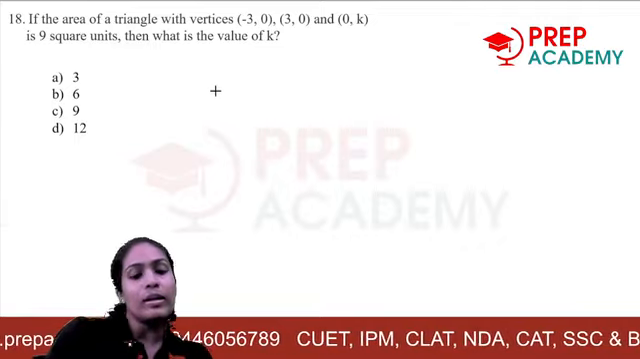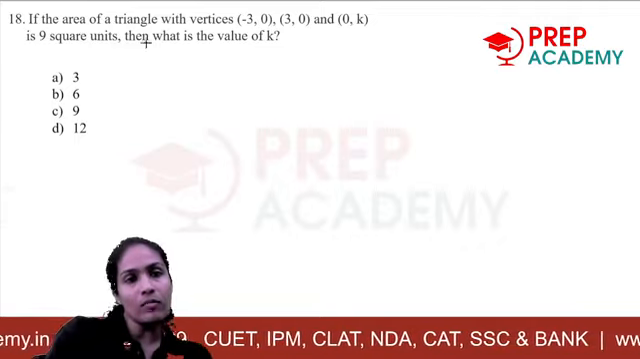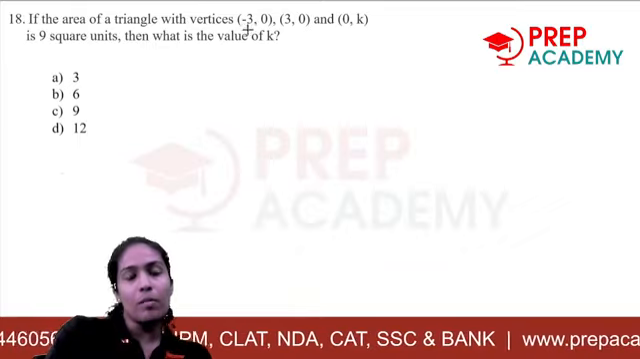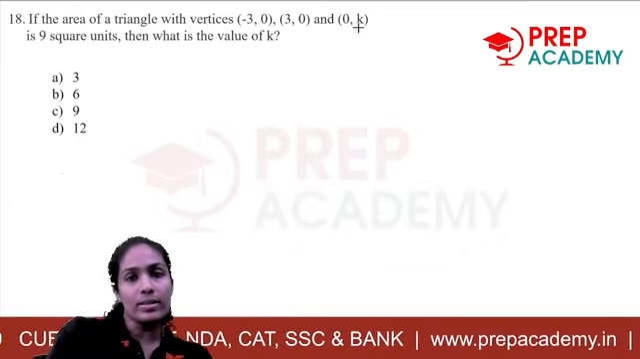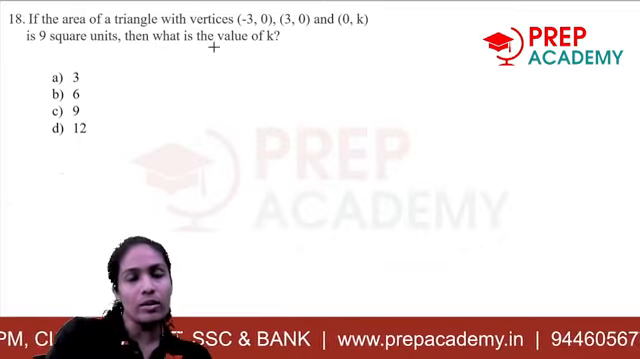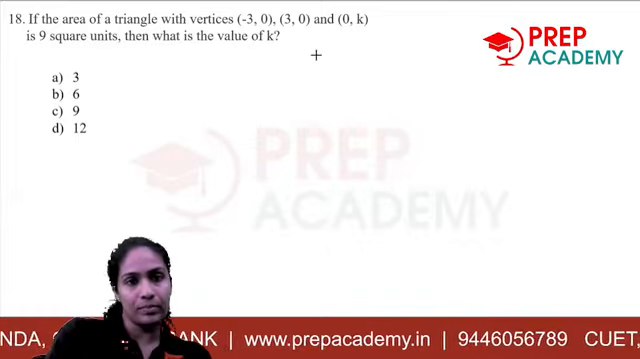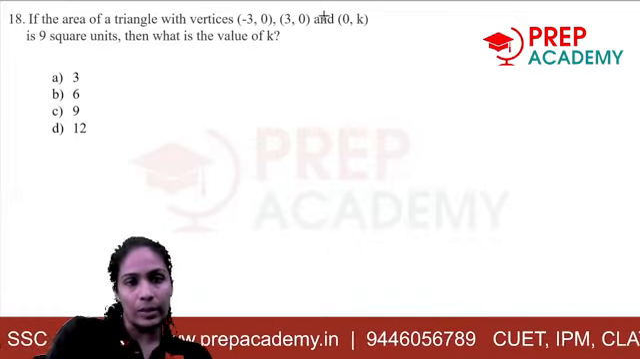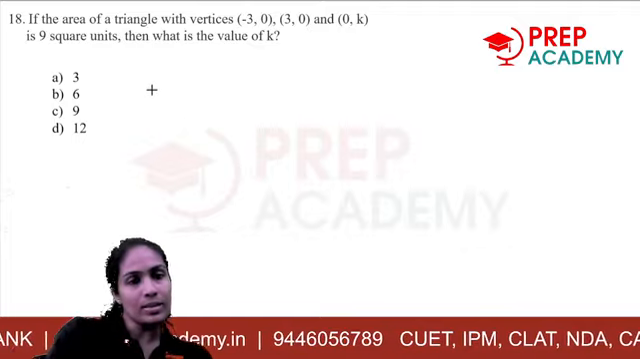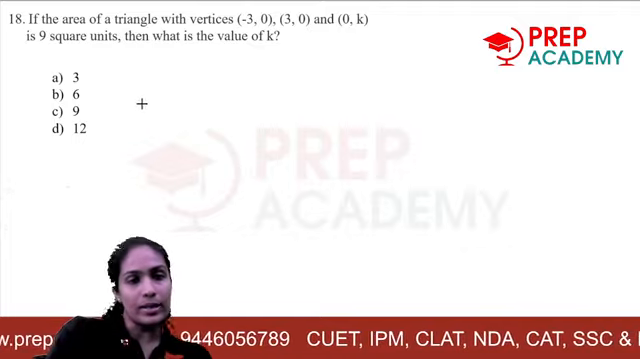Next question, the 18th question: the area of a triangle with vertices minus 3, 0, 3, 0 and 0, k is 9 square units, then what is the value of k? We are asked to find the value of k. Option A is 3, option B is 6, option C is 9 and option D is 12.